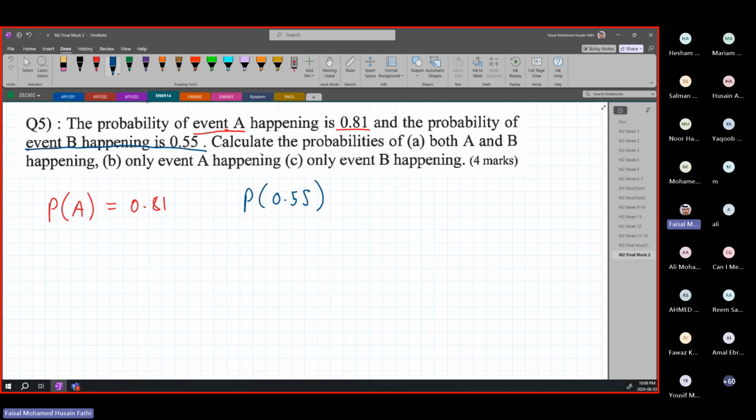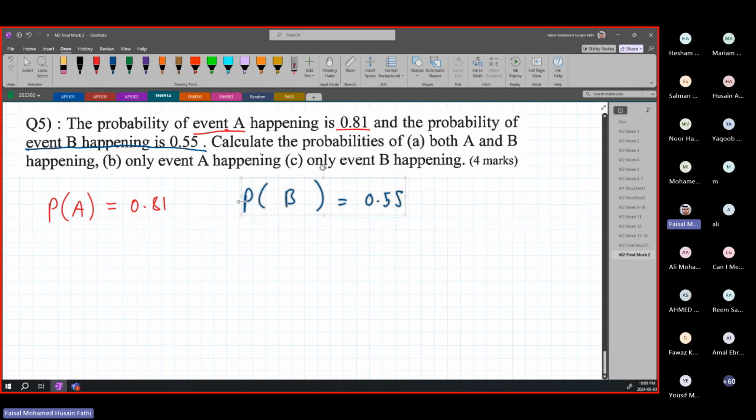If you notice here, B and A are completely different events. Oops, this is actually here. So B and A, they have nothing to do with each other directly.